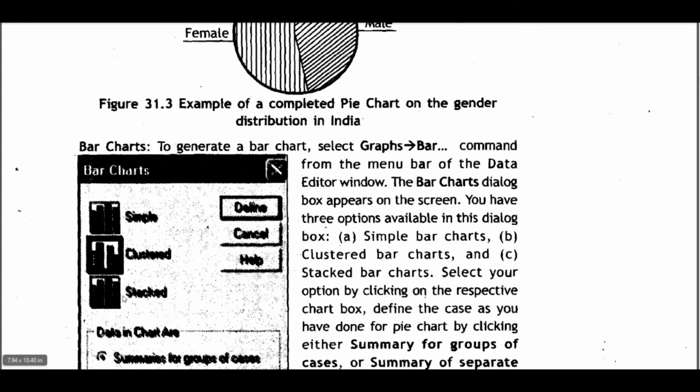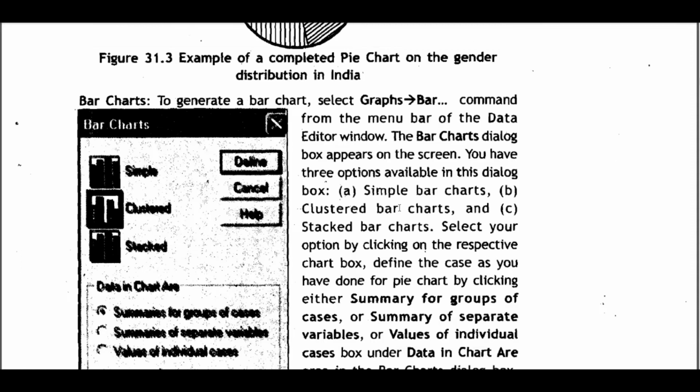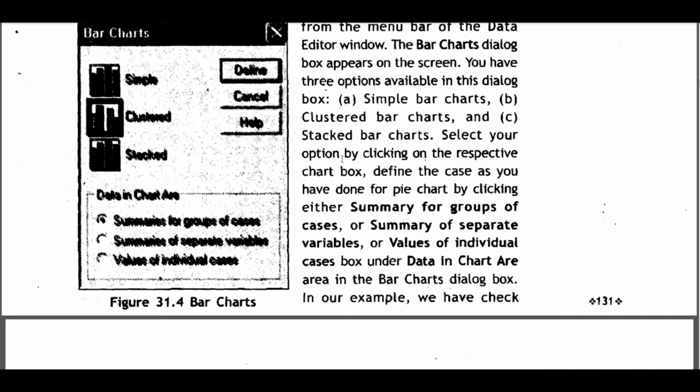Symbol have customized, and then a symbol bar chart appears again. Then clustered bar charts are all stacked. In a stacked bar chart, on top of one bar, another will be displayed. Select your option by clicking the respective chart box.